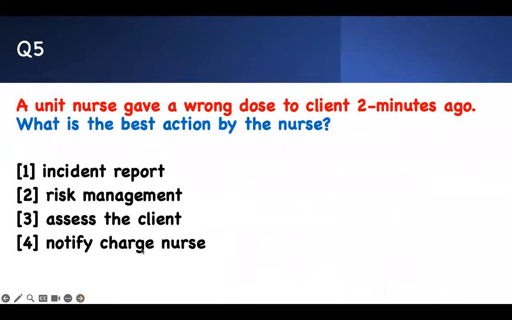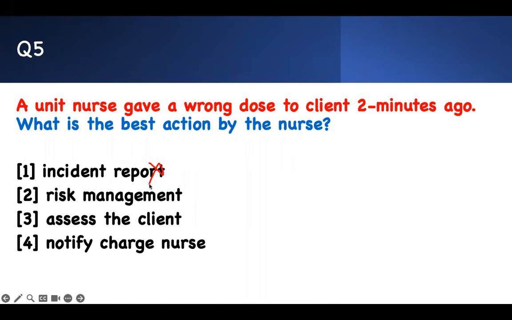Number 5. What is the best action by the nurse? A unit nurse gave a wrong dose to a client 2 minutes ago. I give you a drug, a wrong dose, right? What would you do? Should you file an incident report? Well, the patient got the wrong dose.